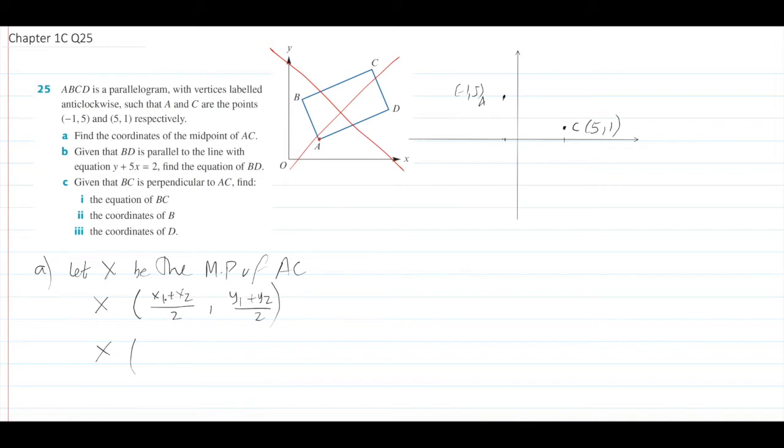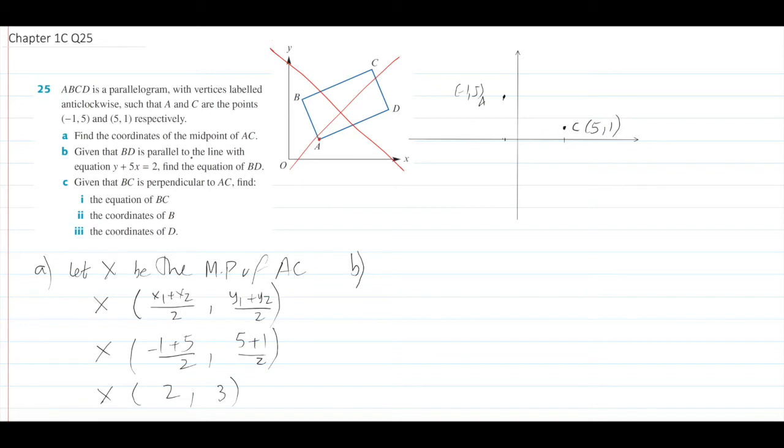The x values are -1 and 5, divided by 2. The y values are 5 and 1, so 5 plus 1 divided by 2. Therefore, the midpoint of AC: -1 plus 5 is 4, divided by 2 gives you 2. 5 plus 1 is 6, divided by 2 gives you 3. So there we go, that's the midpoint, (2, 3). Nice and simple. Let's move on to the next part.